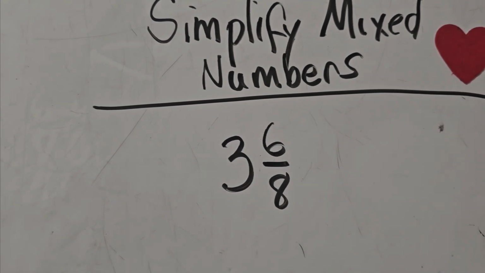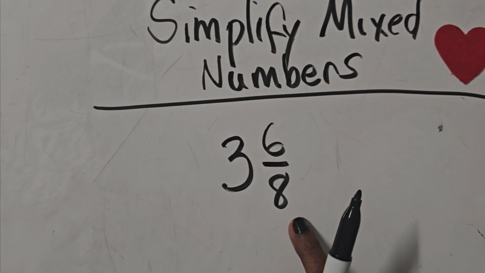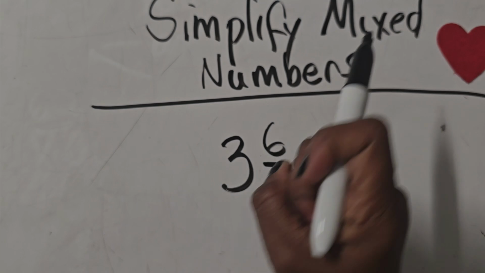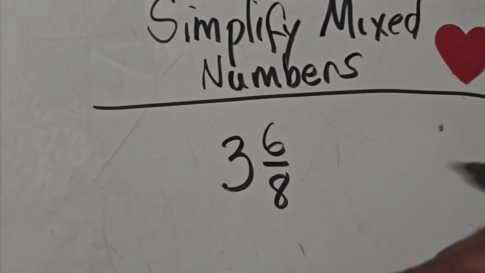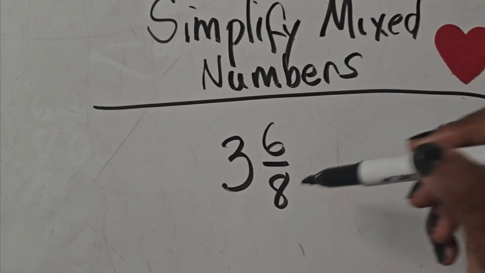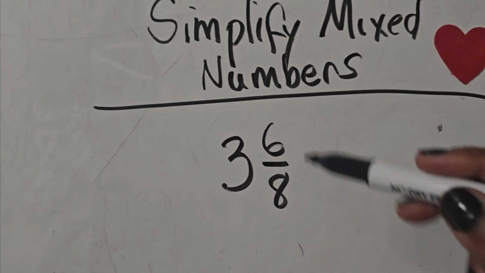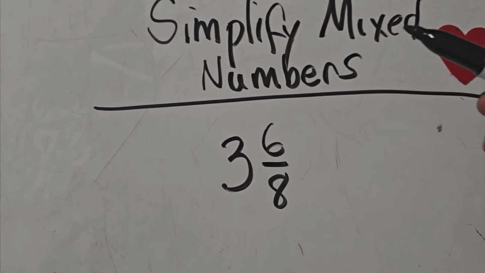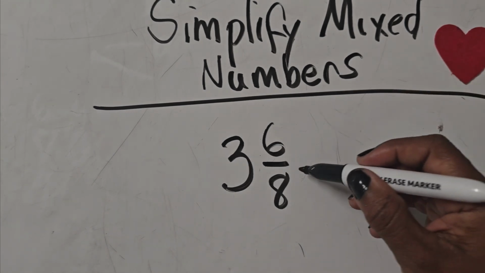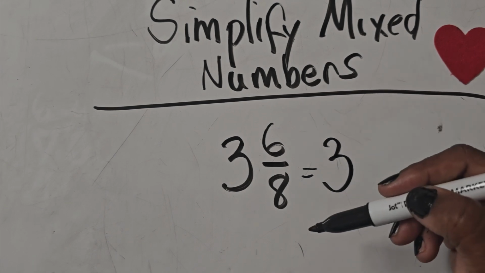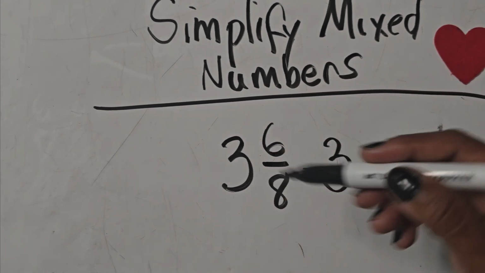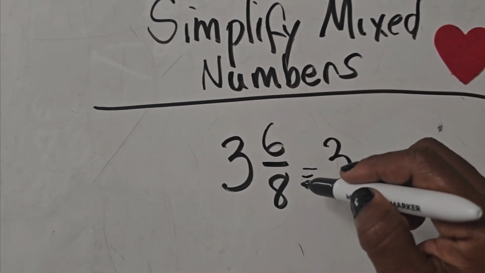So let's do the first one. Here we have a mixed number. You know it's a mixed number because it has a number and it has a fraction. Together we call it mixed because you have a little bit of this and a little bit of that. So if you're going to simplify, which means reduce this, bring this to the smallest possible term, here's what we do. We keep the whole number and we reduce the fraction, because you can't just reduce the whole number. 3 is still 3. So I'm reducing the fraction now.